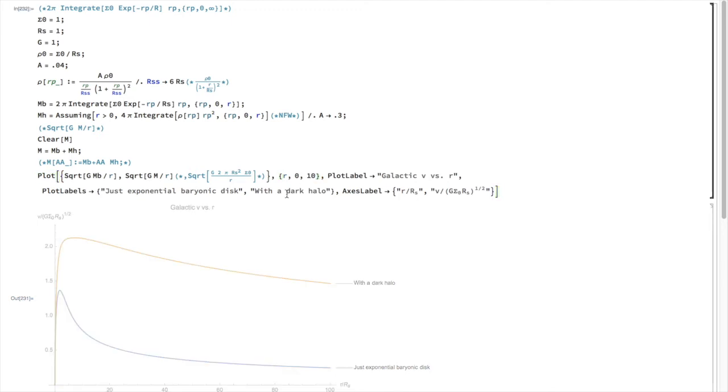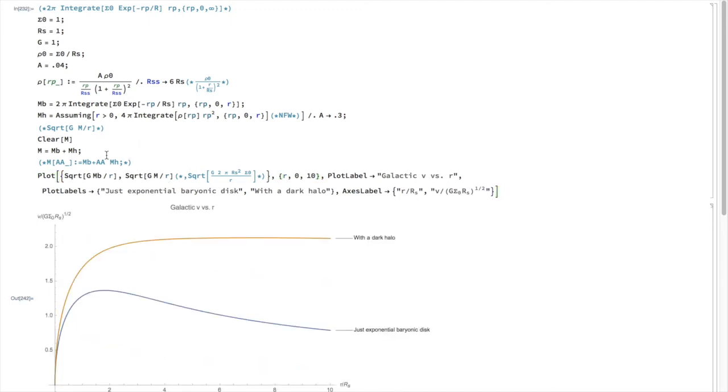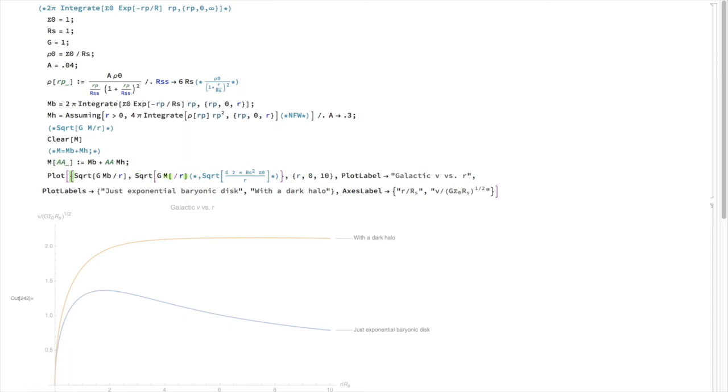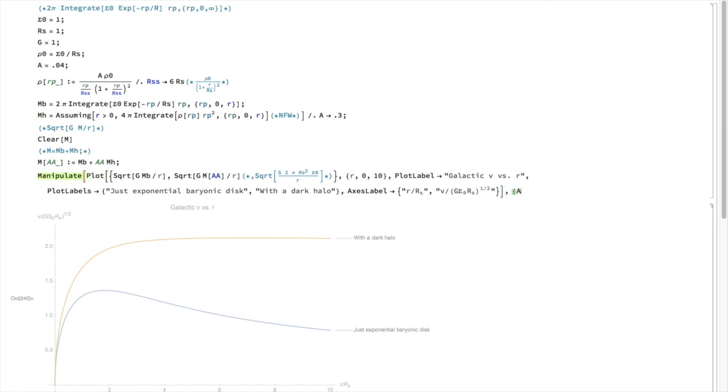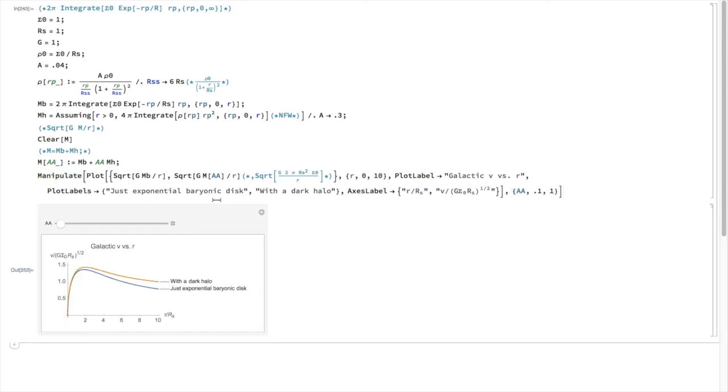Let me go back to 10 and just show off a couple of things. Instead of keeping the parameters fixed, I can imagine having some control over how much mass there is in the halo, and I'm going to parameterize that by some little parameter A. So I'll let that be a function of A. Let me put that here, AA. And now I'm just going to manipulate that, so we can see what happens as I adjust the amount of dark matter in this halo. So I'm manipulating AA from like 0.1 to, let's say, 1. And now run this again. If I didn't screw this up too bad.